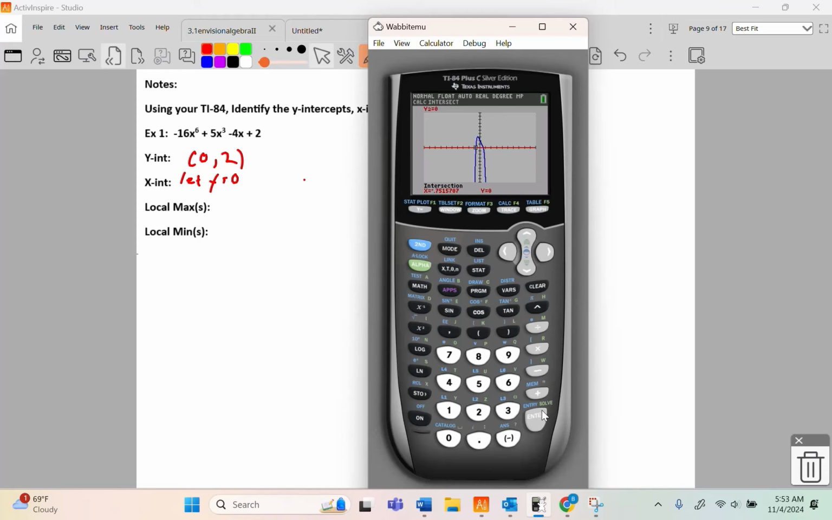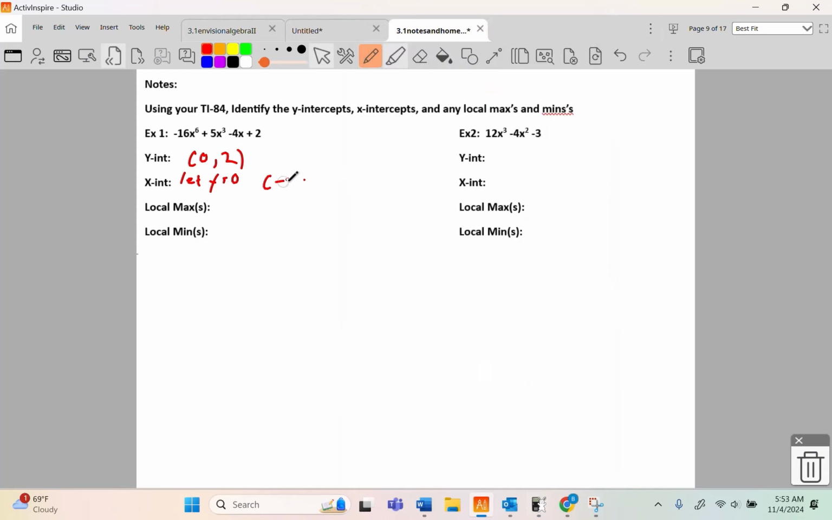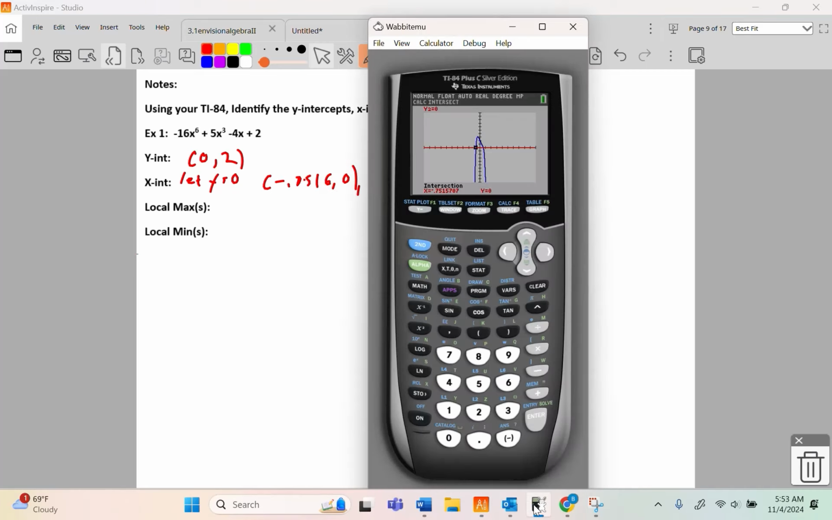So I got negative 0.7516. That happened when y was 0. And there's a second one. Get your cursor close. Since there's only a y1 and y2, press enter 3 times. 0.5886.